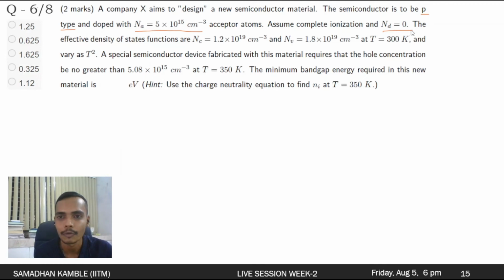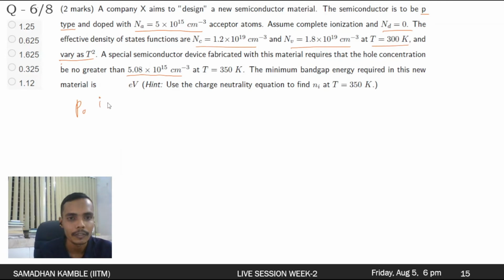So this is also an important condition. The effective density of states function, that is Nc, is given, and Nv is also given at T equal to 300 Kelvin, and it varies as T square. So this is also an important piece of information that we'll need. A special semiconductor device fabricated with this material requires that the hole concentration be no greater than 5.08 times 10 to the power 15.